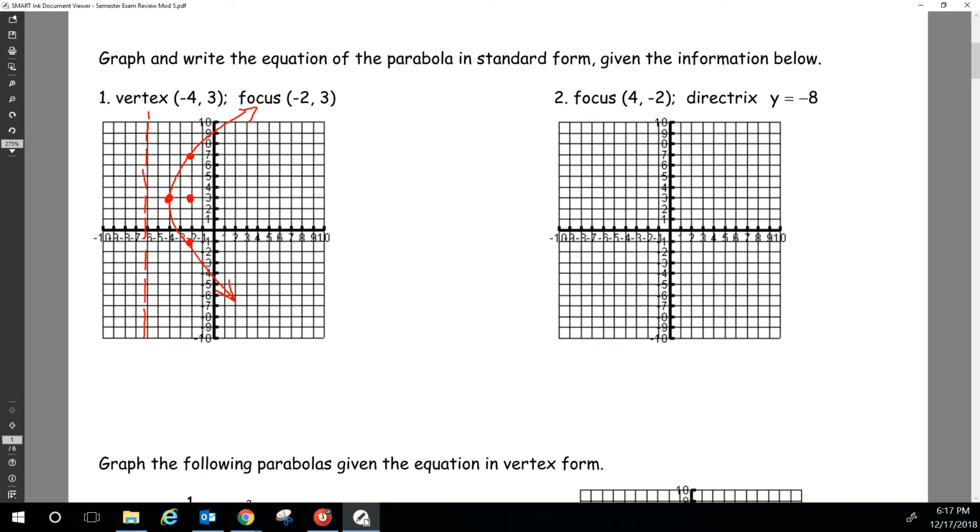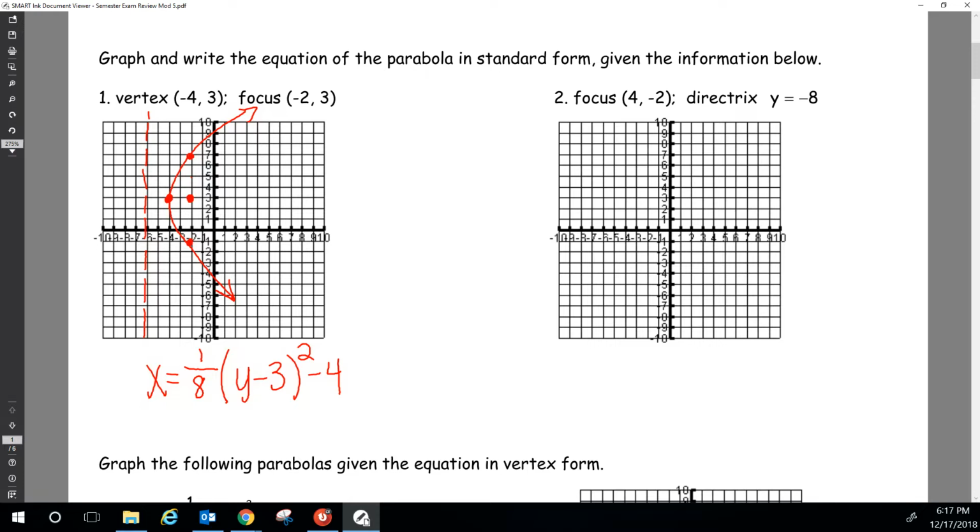Since it's a sideways parabola, I know it's an x equals. It's going to be 1 over my focal width, which is 4 + 4, which is 8. It's going to be y minus, the opposite of the vertex, so y minus 3 squared. And then same for the x, which is -4.